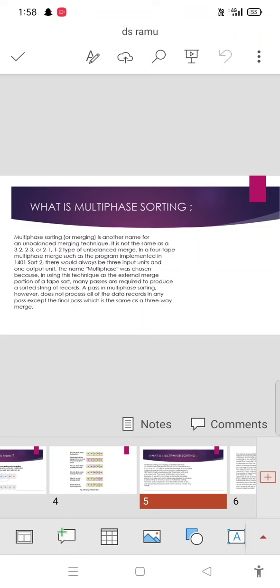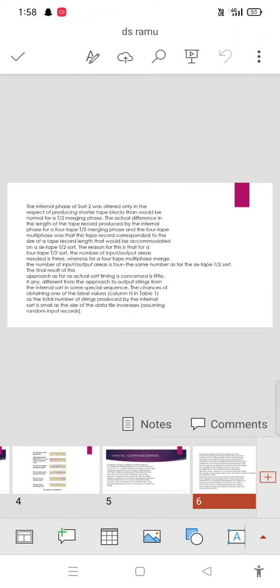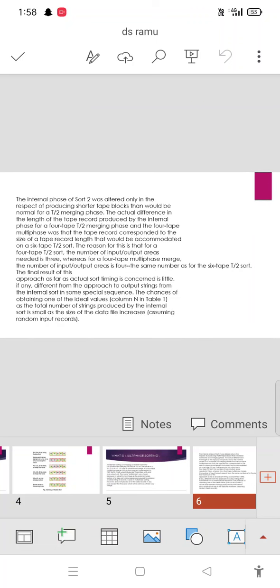Many passes are required to produce a sorted string of records. A pass in multi-phase sorting, however, does not process all of the data records in any pass except the final pass, which is the same as a three-way merge. The internal phase of Sort 2 was altered only in the respect of producing shorter tape blocks. Then it would be a normal T by 2 merging phase.